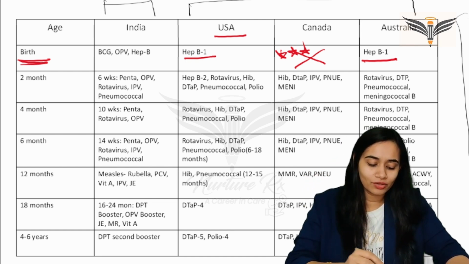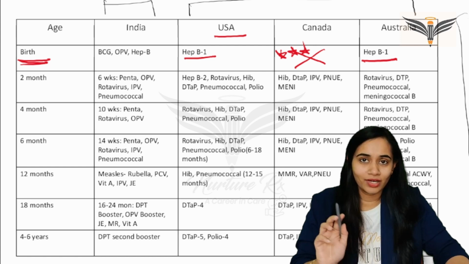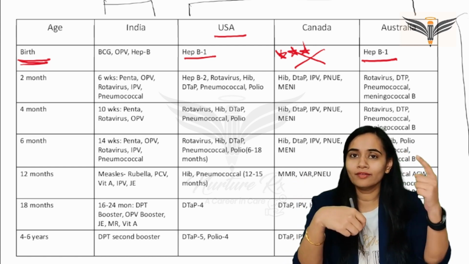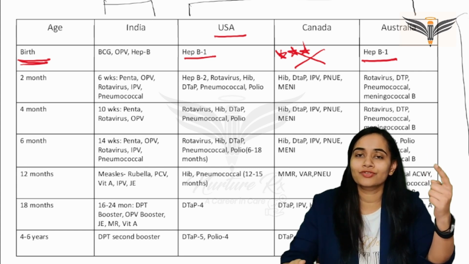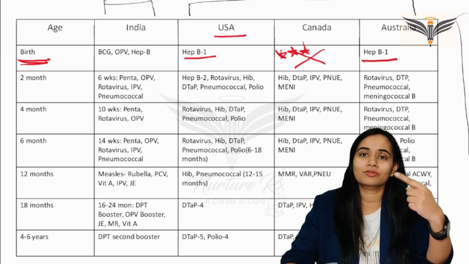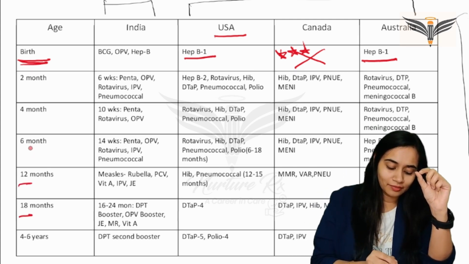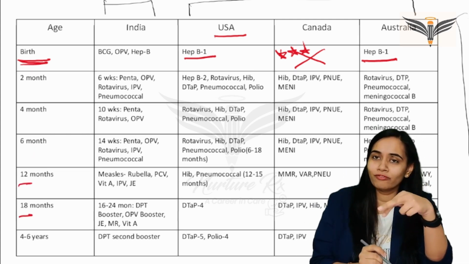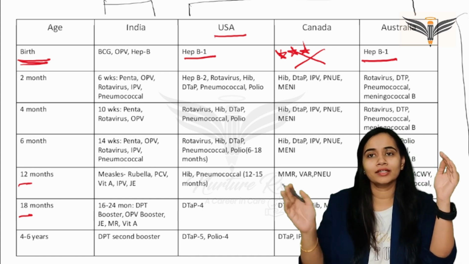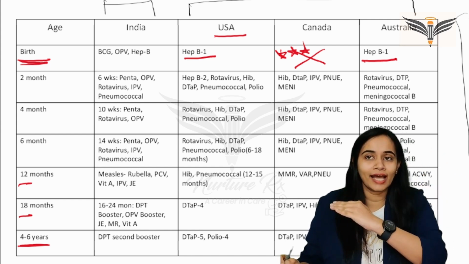Okay. Now, coming back to USA. First was hepatitis B1 at the time of birth. Now, how is this schedule working? One vaccine has been given at birth, the next will be at 2 months, then 4 months, then 6 months, and after 6 months, it will be in 12 months, 12 months and 18 months. So after 6 months, there will be a gap of 6 months. So 6 months, 12 months, 18 months, and after that, straight away 4 to 6 years. Okay, so this time gap you have to remember.